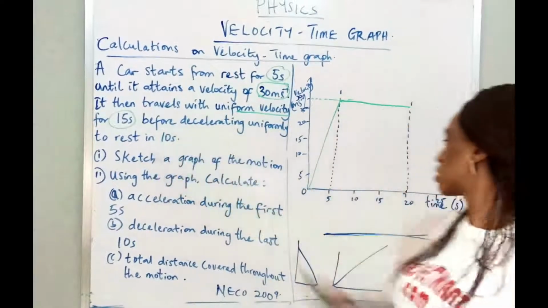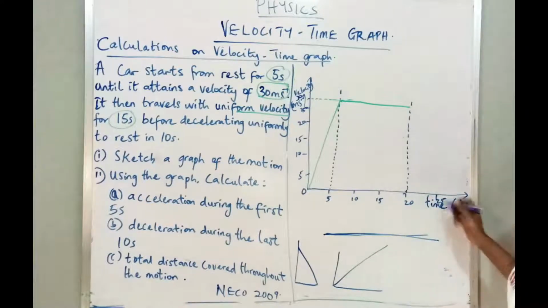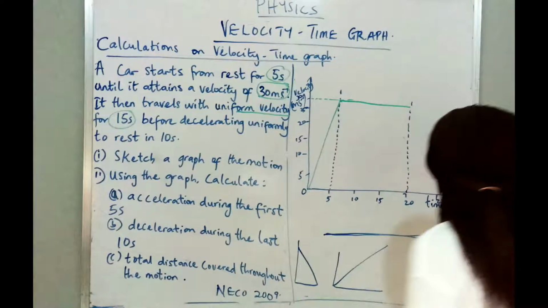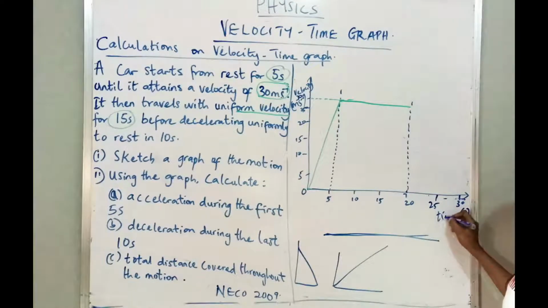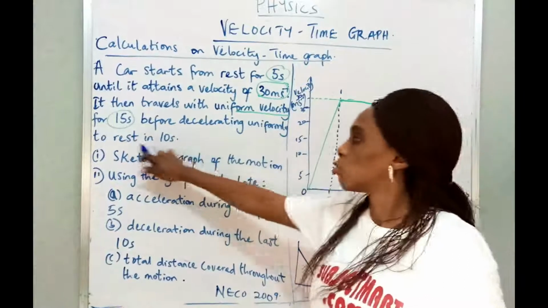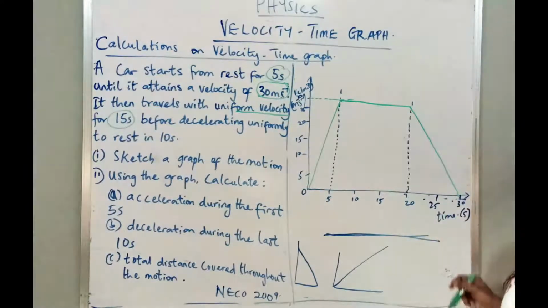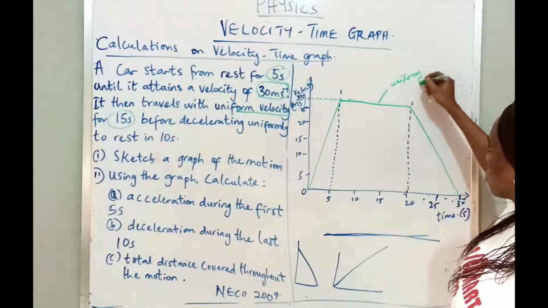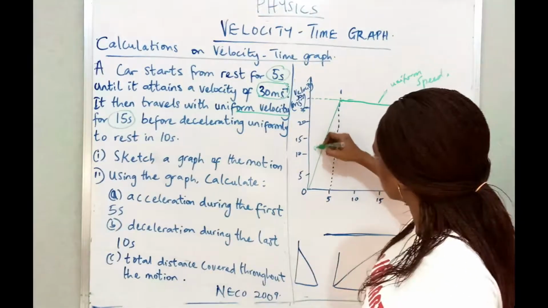Before decelerating uniformly in 10 seconds. So it decelerated in 10 seconds, 5 from 20 to 25, and 5 from 25 to 30. This is 25, this is 30. We are told that it decelerates to rest in 10 seconds, 5, 10. So the deceleration is coming down this way. Okay, this represents the acceleration, constant or uniform velocity, this is the deceleration, and here is the acceleration.